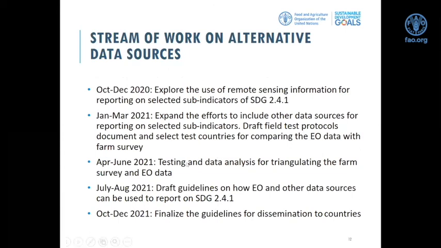Of course, soon after, we will develop the test protocols and then select test countries to compare the information collected through earth observation vis-a-vis the farm survey approach, because we want to compare and contrast the results of these two approaches. We will then triangulate the farm survey, earth observation and other sources of data to see whether it makes sense. And once these are tested, we will draft guidelines on how earth observation and other data sources can be used to report on SDG 2.4.1. Finally, these guidelines will be ready for dissemination to countries, hopefully, by December 2021.